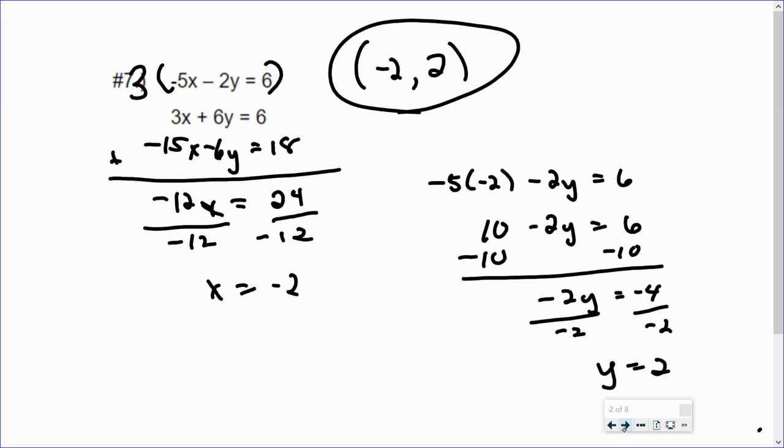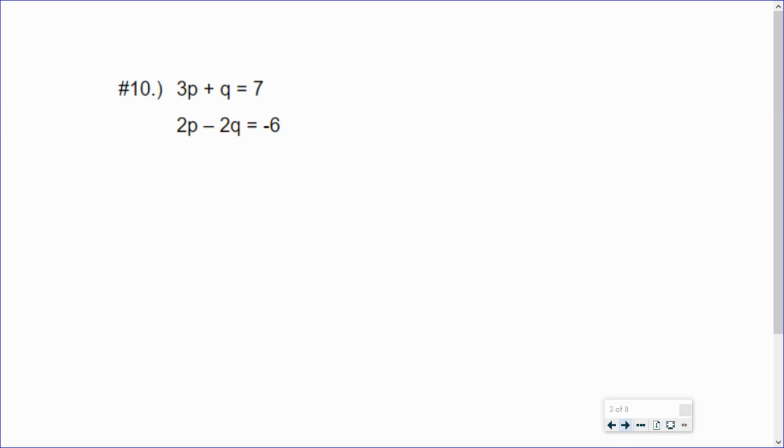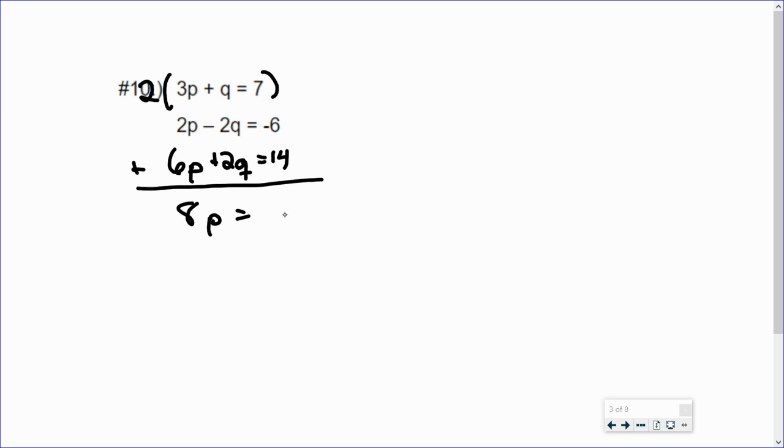Okay, now let's try another one. Looking at this one, got to decide if I want to get rid of the p or the q. I want to decide to get rid of the q because I have to do the least amount of work. So I'm going to multiply this equation by 2, to take this q up to 2q to -2q. So let's multiply it. So I get 6p plus 2q is equal to 14. Add these up. 8p is equal to 8. Divide by 8. P is 1.